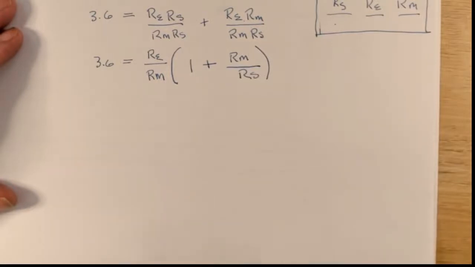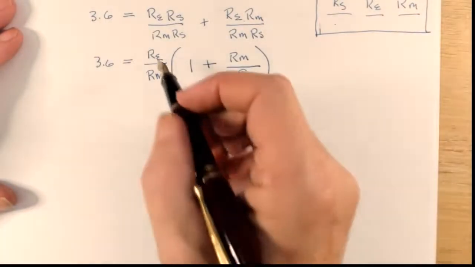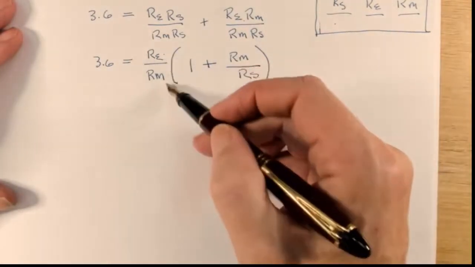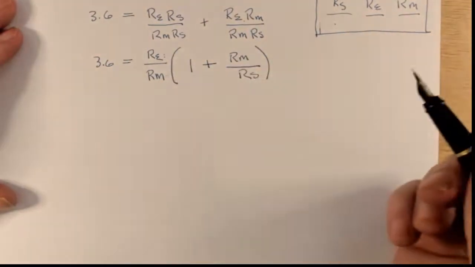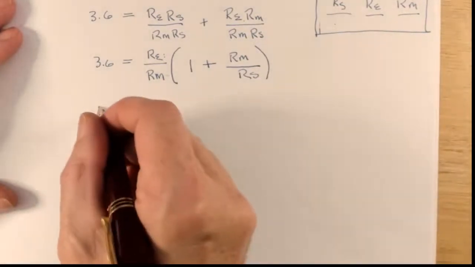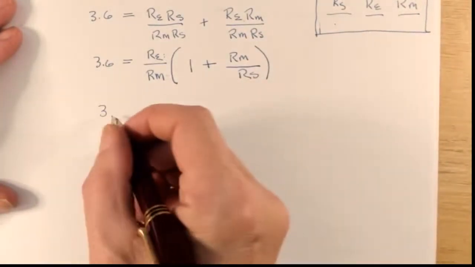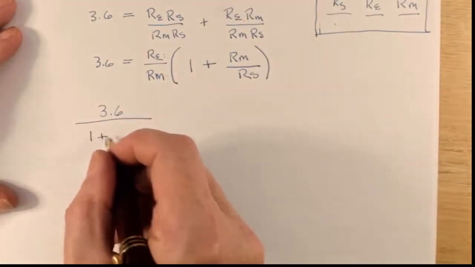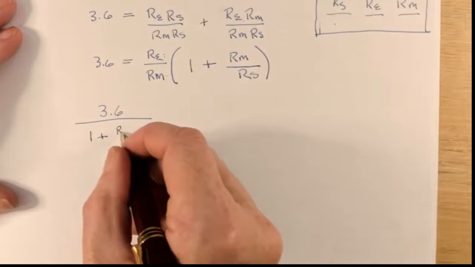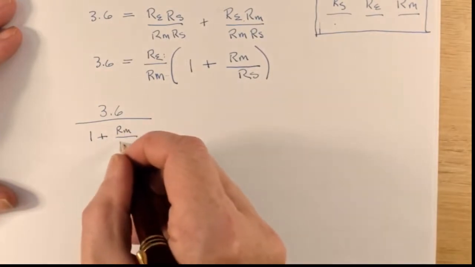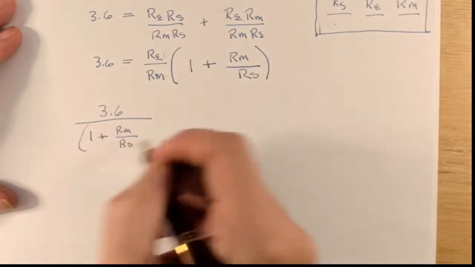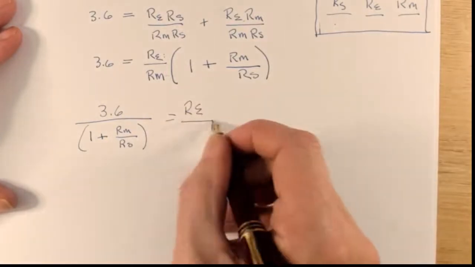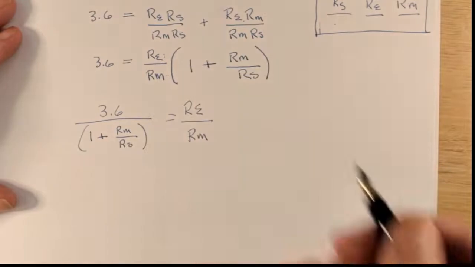Now, the next step is a rather simple trick. We want the radius of the Earth over the radius of the Moon because that relates the radius of the Earth to the radius of the Moon. So let's bring this bracketed term over to the other side. So that would be 1 plus the radius of the Moon over the radius of the Sun equals the radius of the Earth over the radius of the Moon.